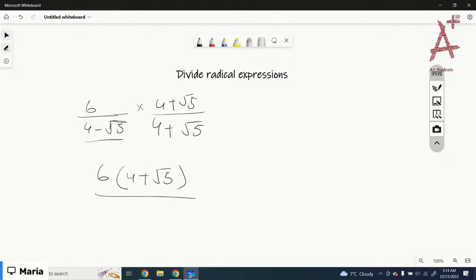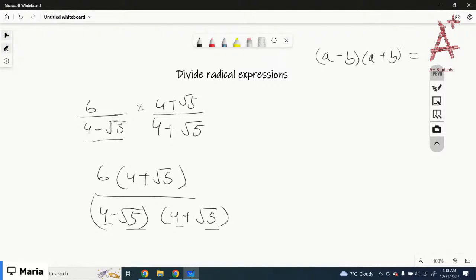And in the denominator, you have 4 minus square root 5 and 4 plus square root 5. Got it? Both of the values are the same, 4 and 4 and square root 5 and square root 5. Whenever we have something like this, a minus b and a plus b, we can write them as a square minus b square. Got it? Let's just multiply the 6 with the things inside the bracket.